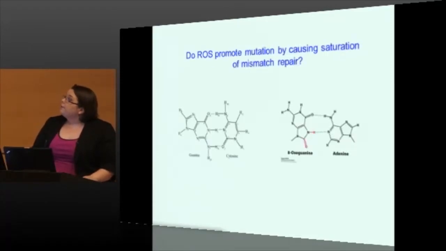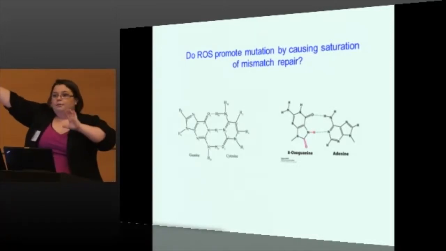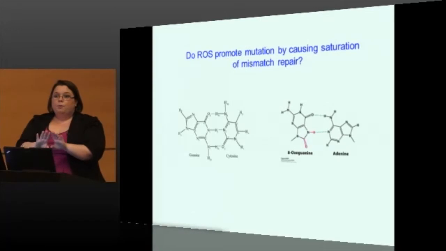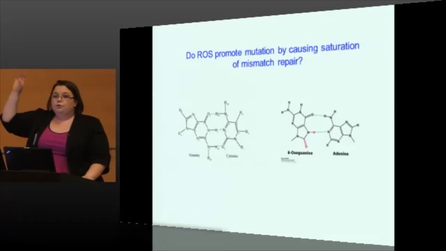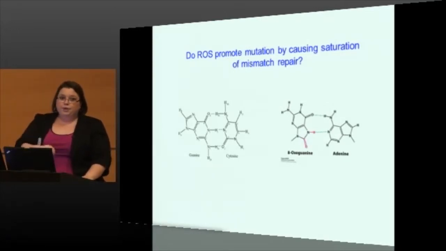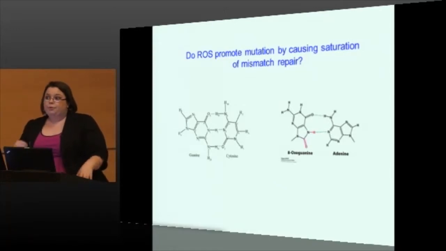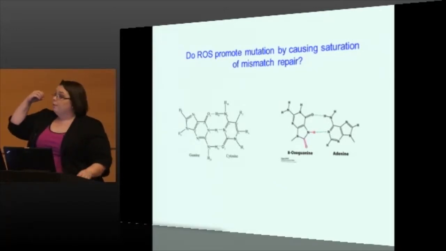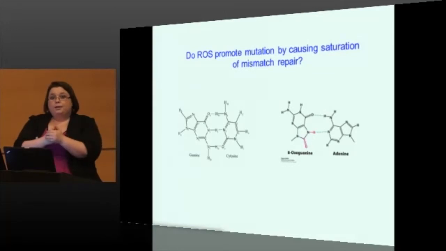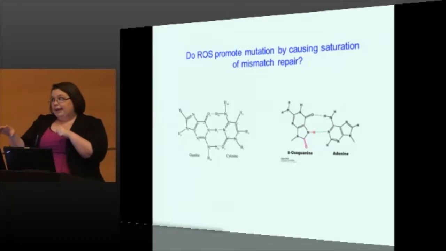So the first one is, can it saturate mismatch repair? We all know that guanine pairs with cytosine normally. Well, oxidized DNA damage normally takes the form of 8-oxo-G formation, which is oxidized guanine. When you get oxidized guanine, you have a slight propensity to mispair with adenine. So we thought that maybe we were getting so many ROS mispairs that we were titrating out mismatch repair pathways, that were letting those translesion polymerases make those mutations, and they weren't getting repaired.